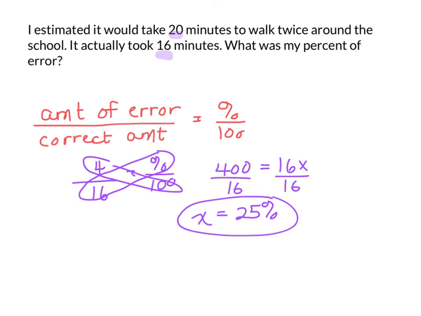So it's still that idea of part over whole equals percent over 100, and we calculate that percent. We're just using different wording here. The part is the amount of the error, and the whole is the correct amount.